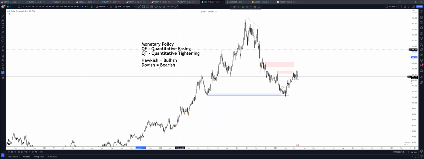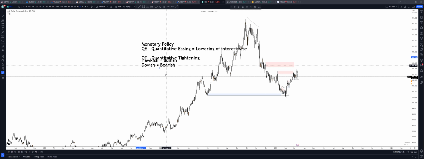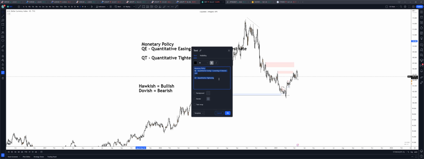Whenever we have quantitative easing, it means a decrease, a lowering of the interest rate. And when we have the tightening, it means an increase.